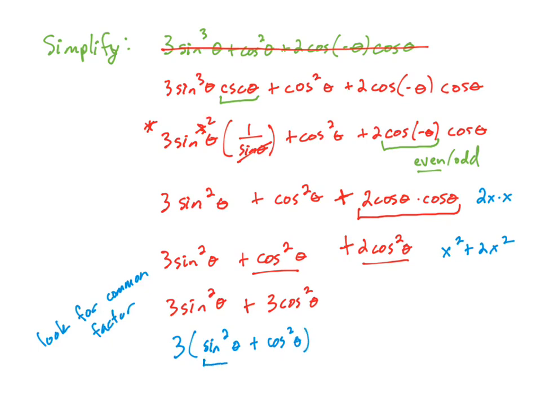And what this expression is right here, that's a Pythagorean identity. This is very common. We're going to see this repeatedly. Sine squared theta plus cosine squared of theta, and that is equal to 1. So we end up with 3 times 1 is equal to 3. So that's what this expression simplifies down to.